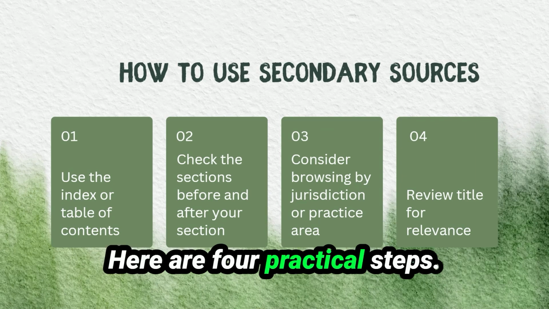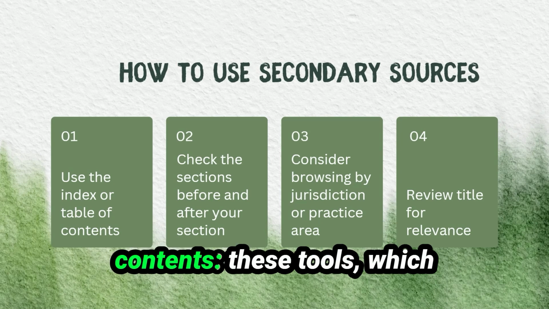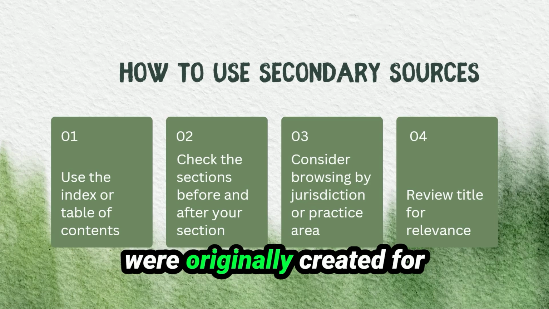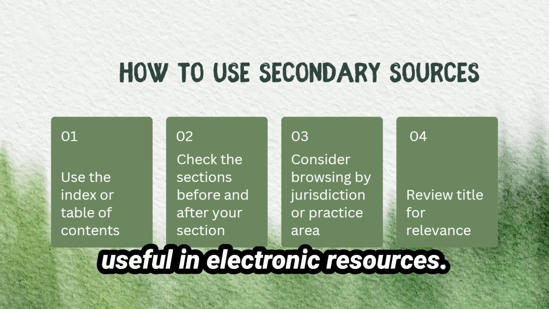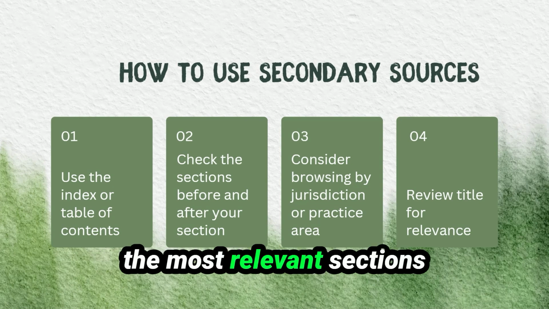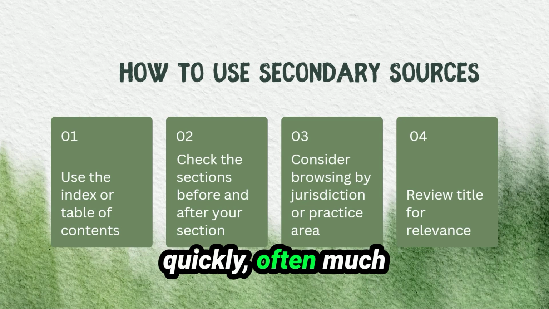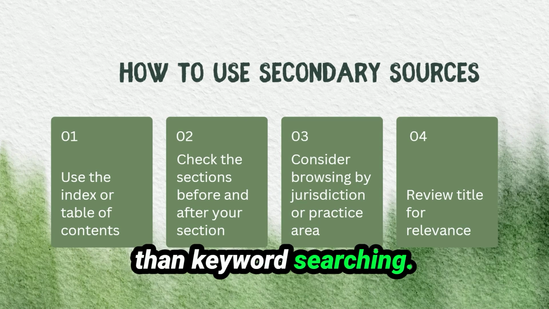Here are 4 practical steps. Use the index or table of contents. These tools, which were originally created for print resources, are still useful in electronic resources. They help you pinpoint the most relevant sections quickly, often much faster and more easily than keyword searching.